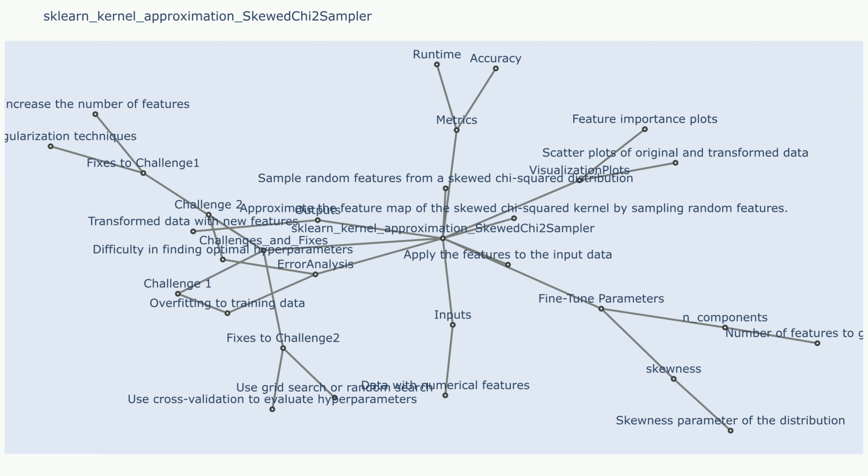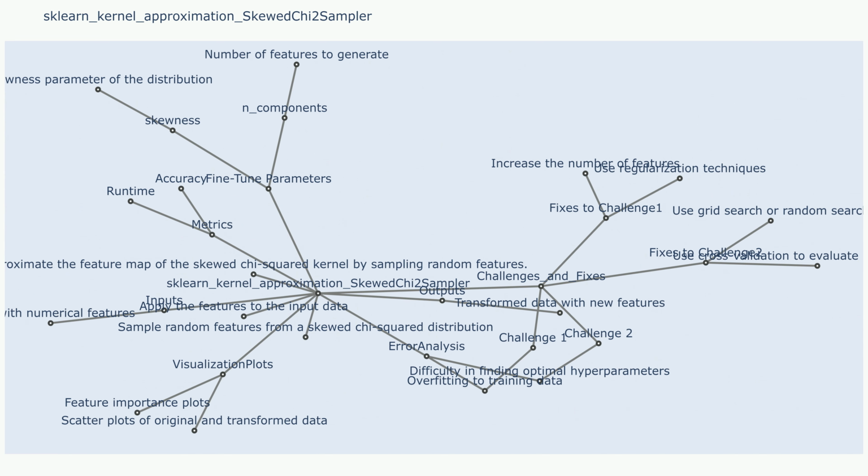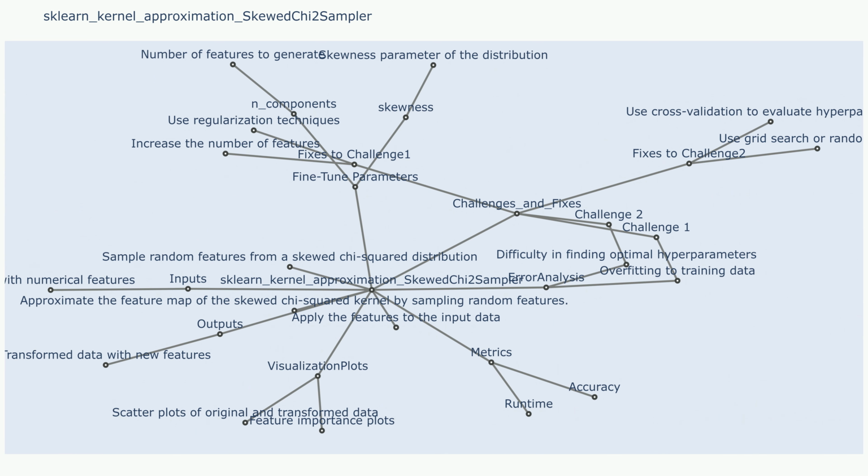Metrics: Accuracy. This measures how well the approximated feature map captures the similarity between data points compared to the actual chi-squared kernel. Computational cost. This measures the time and memory resources required to perform the transformation.